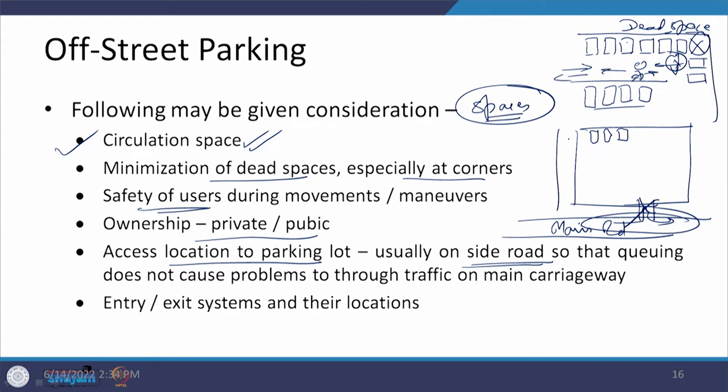There can be a road on the side, and this can be utilized. So, we can provide access like an entry or exit from this side road. And if anything happens on this road, because there is not much traffic on it, then there is no issue, we can utilize that.